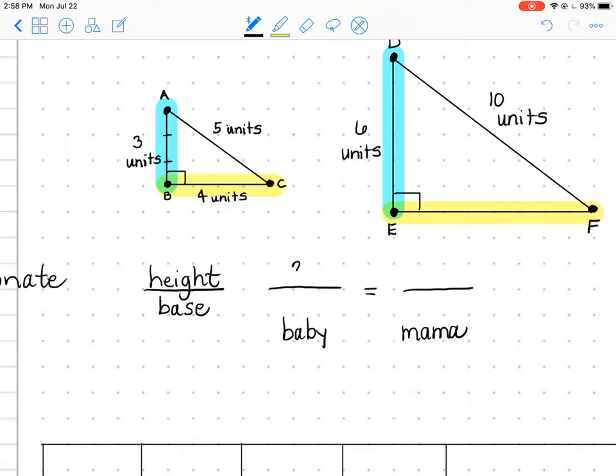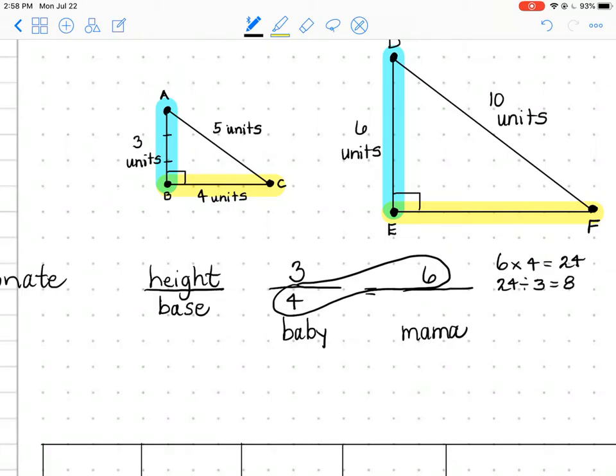So baby is 3 units tall and her base is 4. Mama is 6 units tall, and we don't know her base. That's what we're trying to figure out. So draw your proportion, your peanut, and you have 6 times 4, which is 24, and divide by that third number. So Mama's base is 8 units.